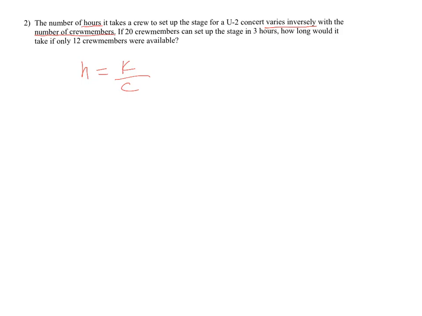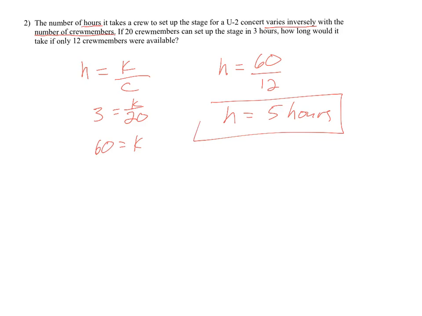So if 20 crew members set up the stage in 3 hours, that would be 60 equals k. Okay, we got to figure out how long it would take with 12 crew members. So hours would be equal to our k value, 60 over 12. So this would take 5 hours.